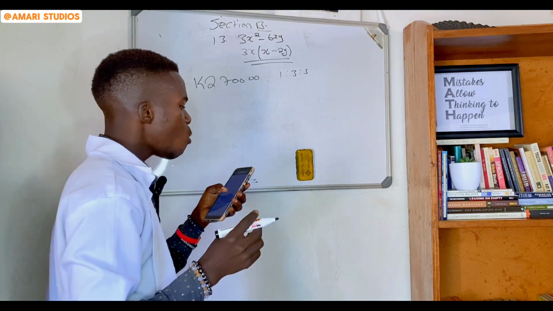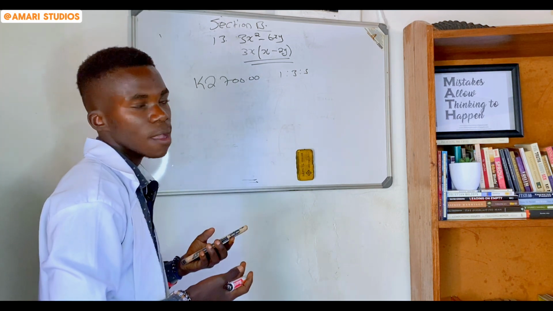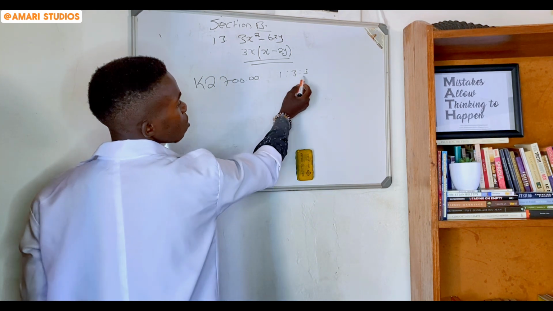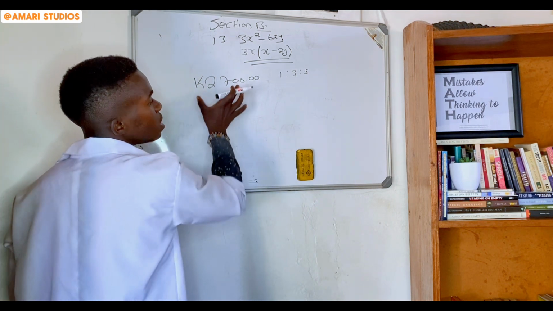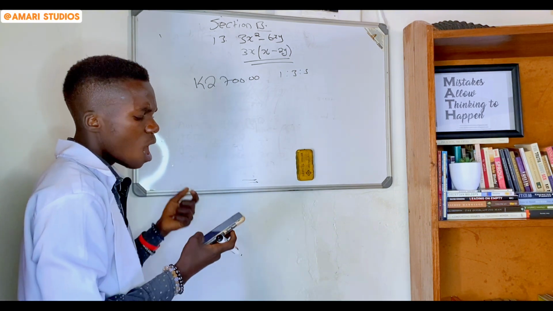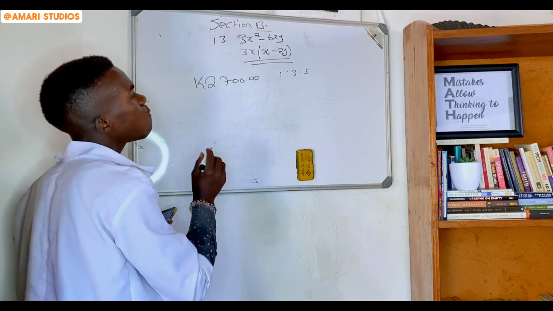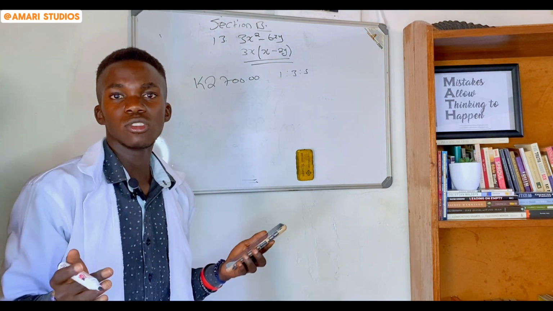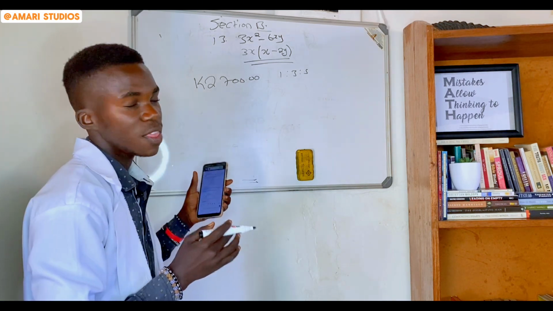Then the question is, how much was the largest share? How much was the largest share? 1 to 3 to 5. This is the ratio of those three girls. Then we have the money that these girls were sharing, which is 2,700 kwacha. The question is saying, how much was the largest share? So now we are going to find the share that each lady got. We're going to find the share of each girl.